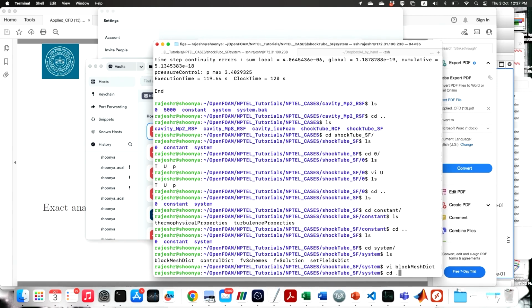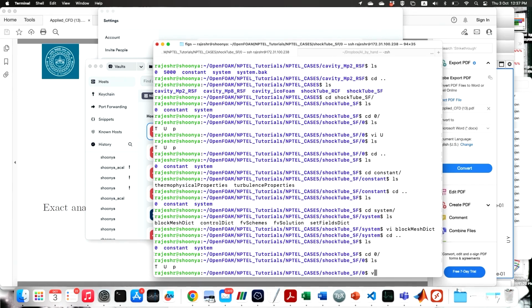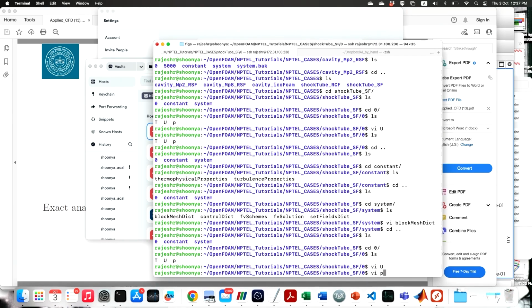Now I start with U. We are anyway interested in the middle section, so on the top and bottom you can put a symmetry boundary condition. On the left and right you can put a zero gradient, and on the top and bottom you can put the slip condition. Then if you go to pressure.